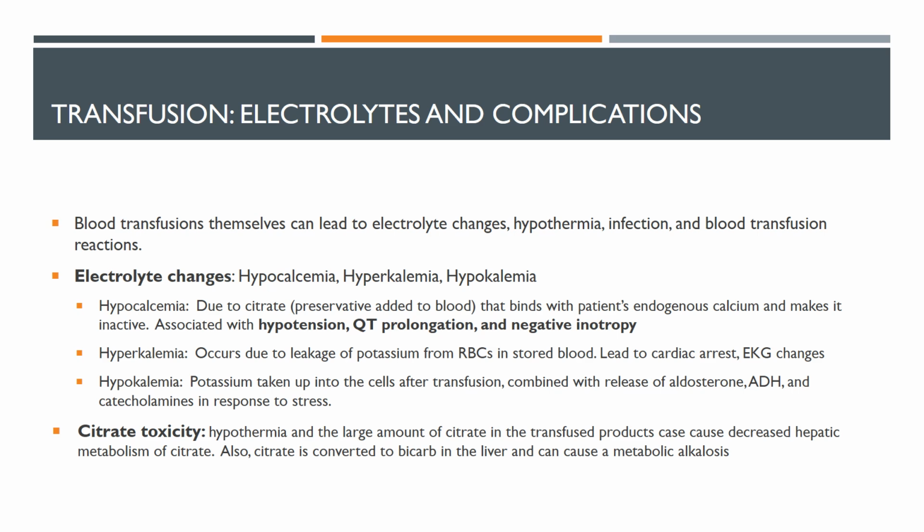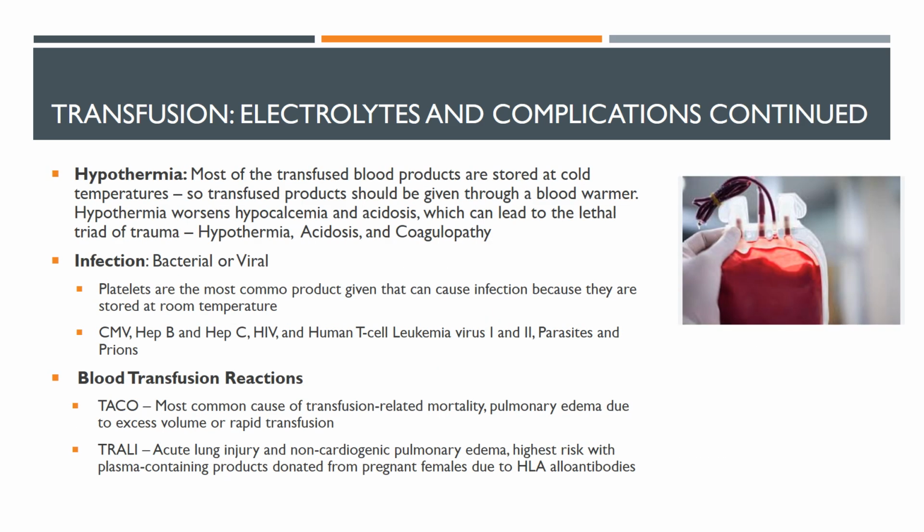Another complication can be citrate toxicity. Hypothermia in connection with a large amount of citrate found in transfused products can cause decreased hepatic metabolism of citrate. Also, citrate is converted to bicarb in the liver, and this can cause a metabolic alkalosis. Hypothermia is a more common complication of blood transfusions because blood products are usually stored at cold temperatures. So when transfusing these blood products, we should put them through a blood warmer if we can.